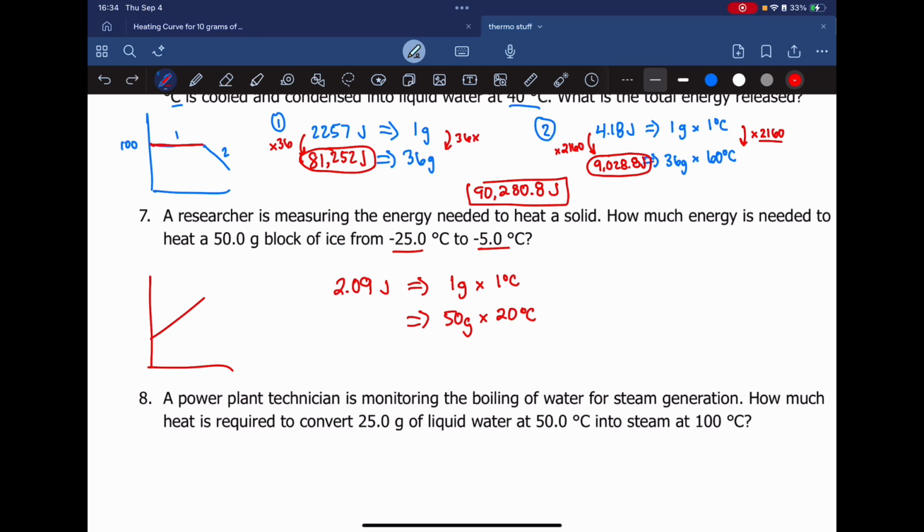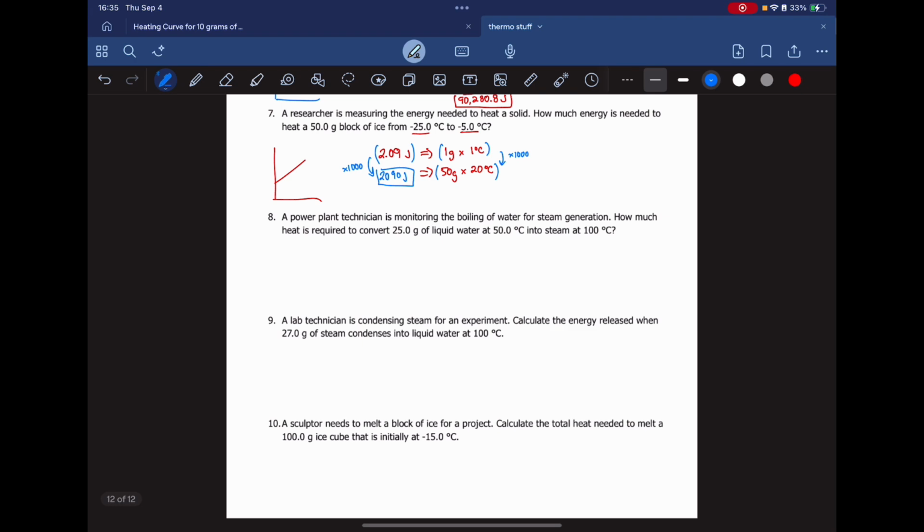All right, sorry, I'm getting a little loopy. We need to figure out the scale factor here. That is multiplying by 50 and multiplying by 20. So I'll do them both together. 50 times 20 is 1,000. So that means I need to multiply my 2.09 also by 1,000. So I got 2,090 joules. There we go, I'm done. That's the one-stepper. 3 more.